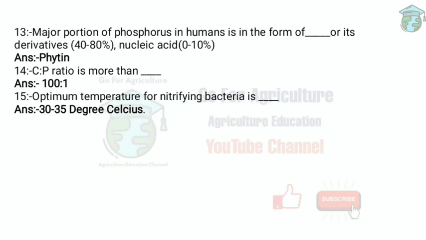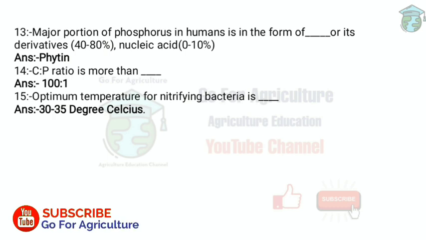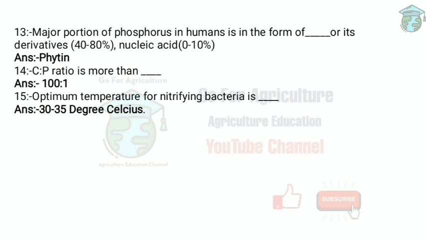Next question, the major portion of phosphorus in humus is in the form of phytin. This is a very important question: the major portion of phosphorus in humus is in the form of phytin or its derivatives. Now next question is, if the CP ratio is more than 100 is to 1, then what will happen? Immobilization occurs. When the CP ratio, that is carbon to phosphorus ratio, is more than 100 is to 1, then immobilization of P occurs. Next one, the optimum temperature for nitrifying bacteria is 30 to 35 degrees Celsius.